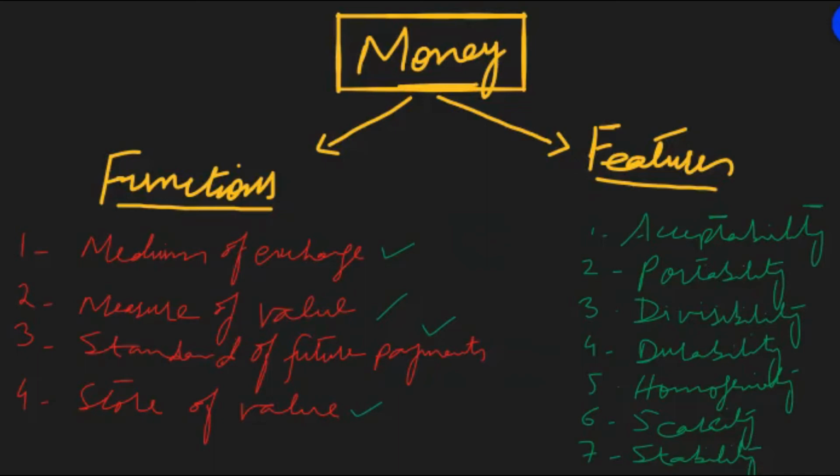The last thing is store of value, and this is an important function of money. Money also stores value. If we save money, we can become rich and wealthy. In the past, it was really difficult to determine the value.